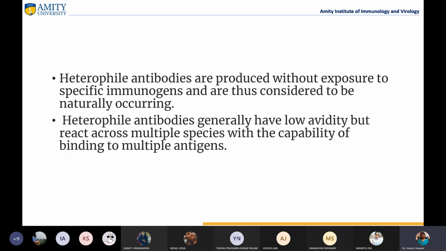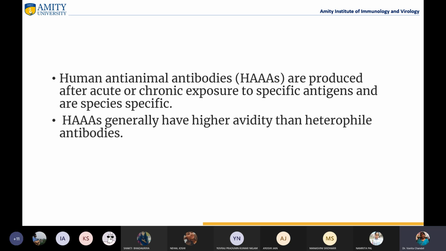So in short, what are heterophilic antibodies? These are antibodies which are produced without exposure to specific immunogens, and they are considered to be naturally occurring in our body. They generally have a very low avidity, but they react across multiple species with the capability of binding to multiple antigens. So again, they can be a problem.